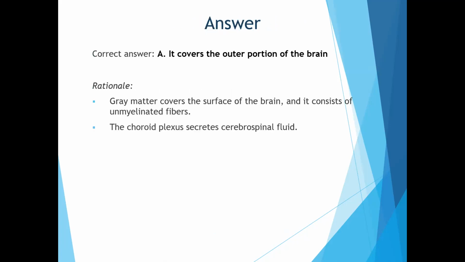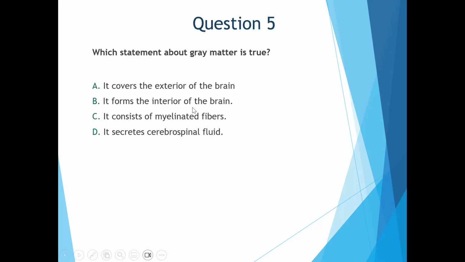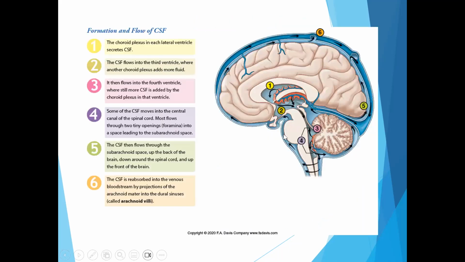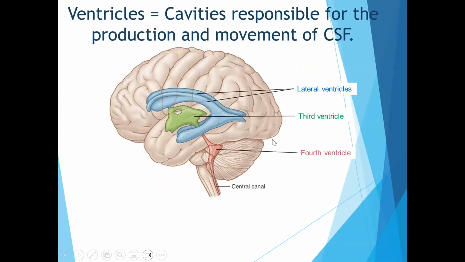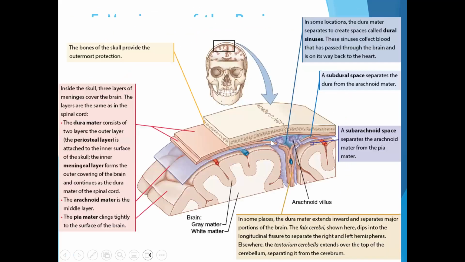So A, it's going to cover the outer portion of the brain. So gray matter, or a lot of the cell bodies, the unmyelinated stuff, is going to cover the surface of the brain. The interior is going to be our white matter. So if you go back up this way, where's the picture of it? Oh, here we go. That's the one I'm talking about. So in our brain, you see the outside is the darker color. That's our gray matter. And all the axons and myelinated nerves are on the interior.